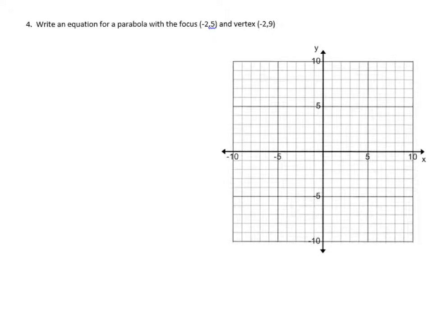Number 4, I want to write the equation for a parabola that has a focus at -2, 5 and a vertex at -2, 9. You don't have to actually graph it, but I'm including it to make it easier to visualize. So -2, 5 is my focus. My vertex is at -2, 9, which means my parabola is going to go upside down.